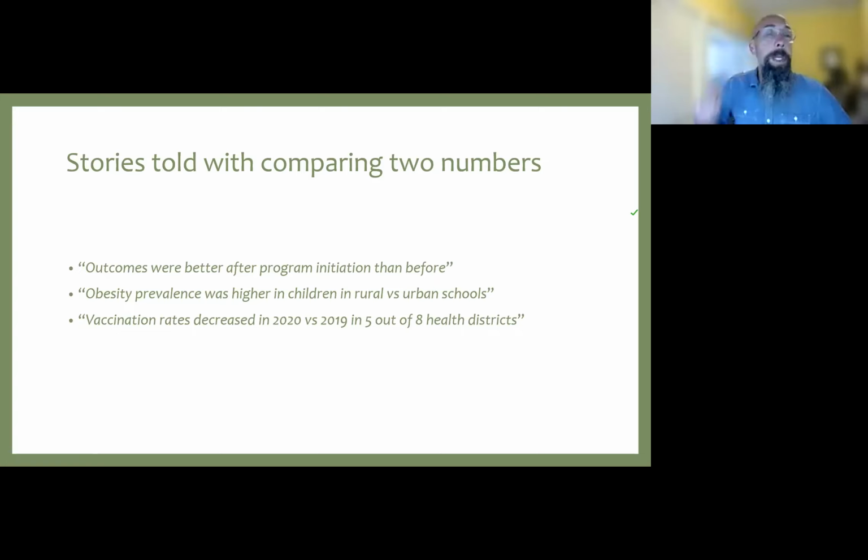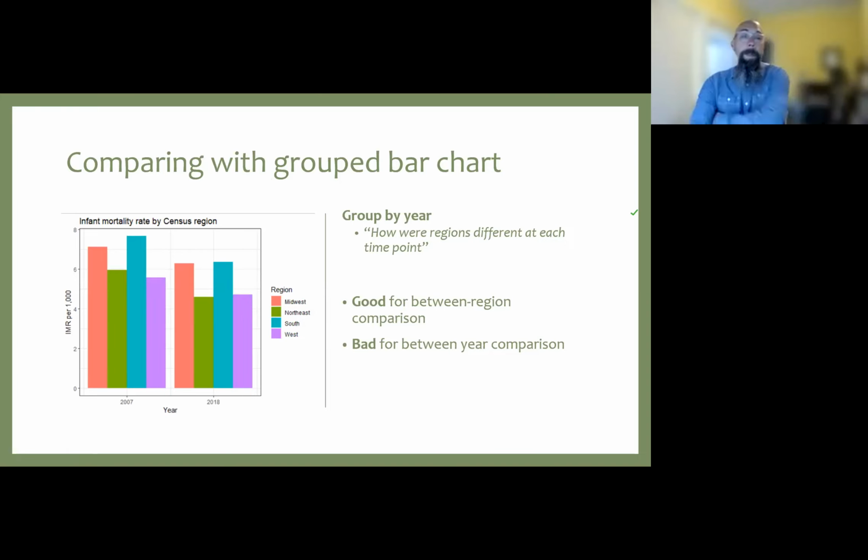What are the stories that we can tell when we're comparing two numbers? Things like outcomes were better after the program than before, or obesity prevalence was higher in children in rural as compared to urban schools. Or maybe vaccination rates decreased in 2020 versus 2019 in 5 out of 8 health districts. Okay, so this one was a little more complicated, right? The two things that are getting compared are 2020 versus 2019, but I'm doing it separately in 8 different health districts, and in 5 of them, there was a decrease in vaccination rates.